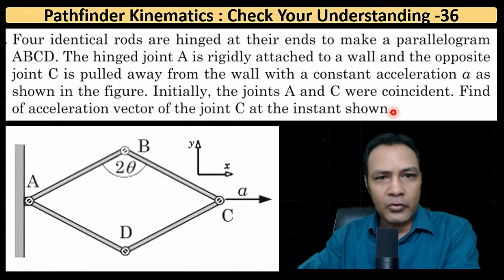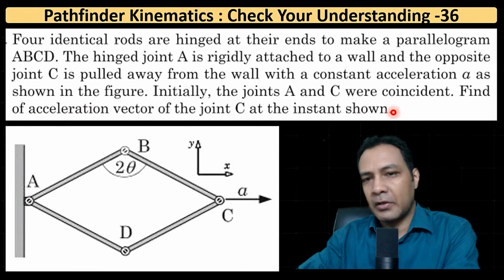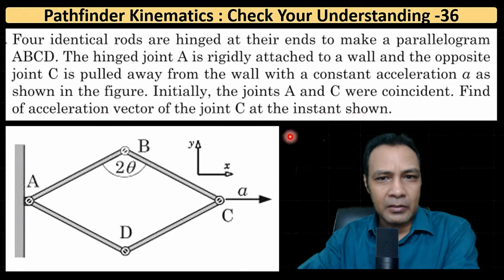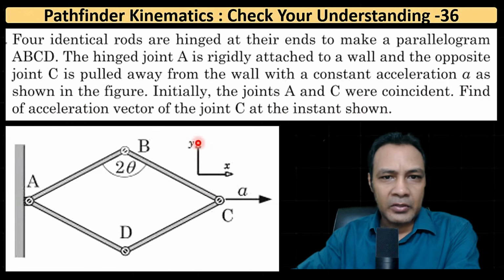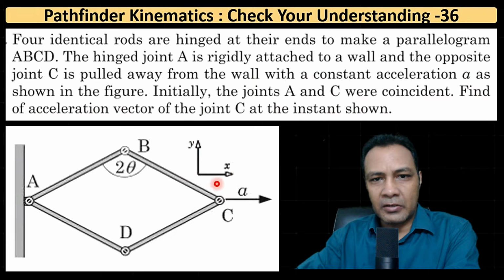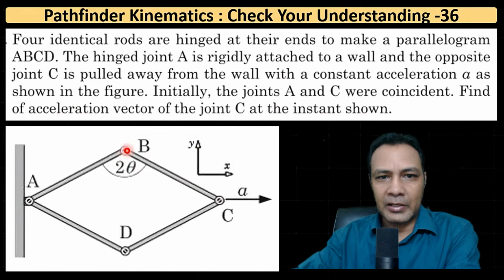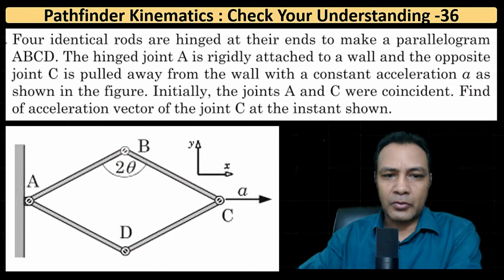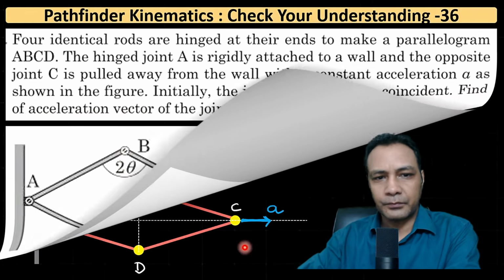Though it is a very good question of Pathfinder, Pathfinder has committed a slight mistake in writing the answer. So they have given x and y axes as shown here. The mistake in the answer is in the y component of the acceleration of B, and that I will explain while proceeding for the solution. So let's proceed with solving.